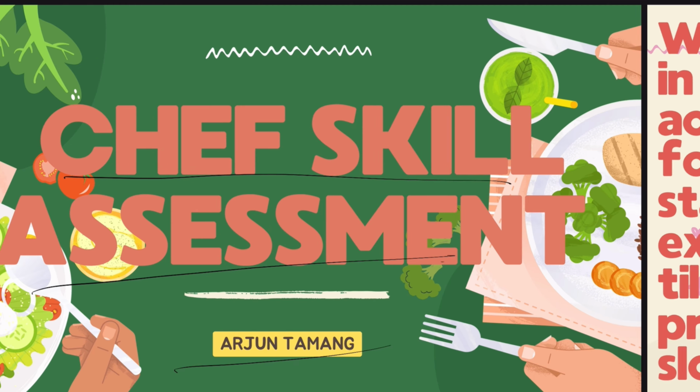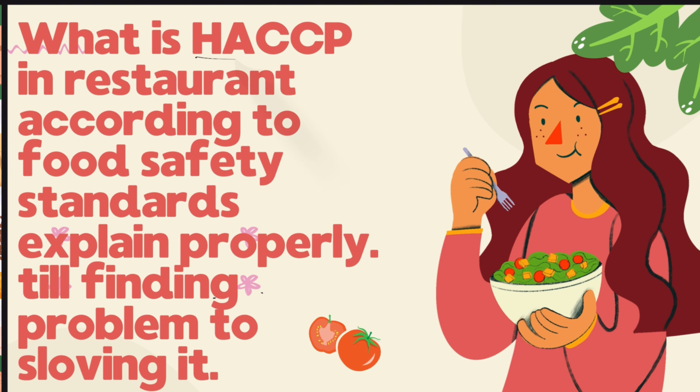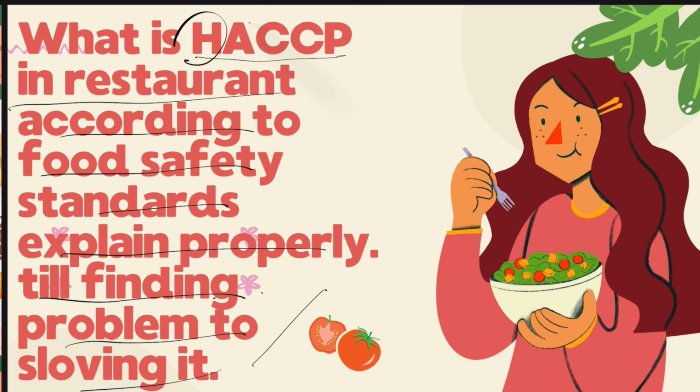So today our session topic is what is HACCP in restaurants according to the food safety standards, explained properly, from finding a problem to solving it. Okay. So in simple language, what is HACCP? You find the hazard, analyze it, and control the critical control point. All of these procedures together are HACCP.